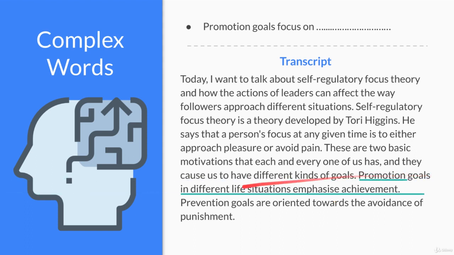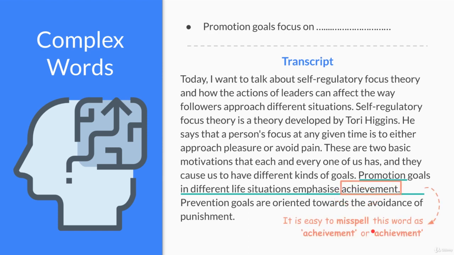Promotion goals in different life situations emphasize what? Emphasize achievement. Focus is synonym language for emphasize. Here we have the word promotion, and then focus is emphasize. Emphasize what? Achievement. So achievement is a complex word. A lot of students would not be able to spell this word correctly. It's so easy to misspell this word like this, with the E first and I next, or like this, by just missing the E completely.